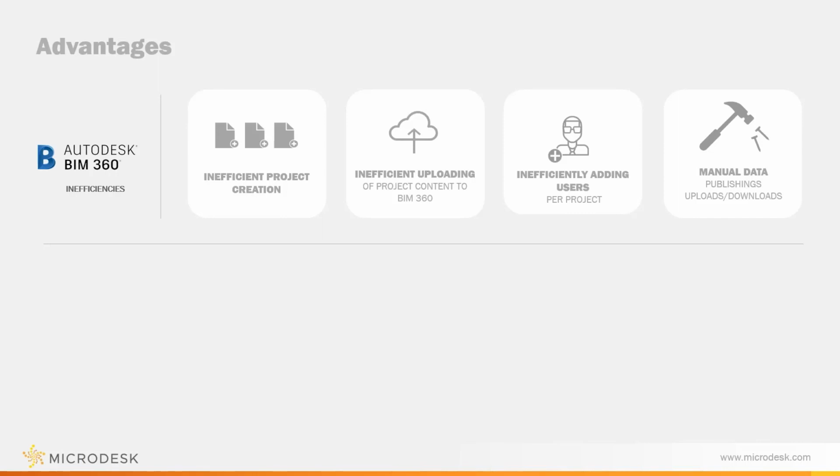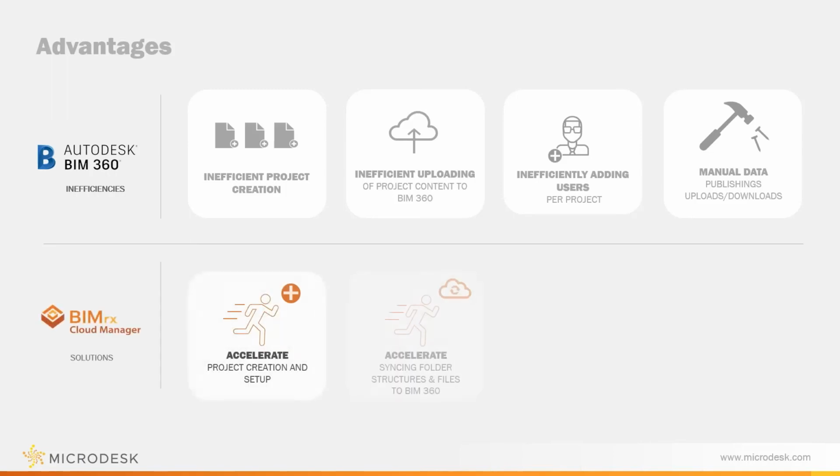Adding users to projects is limited to one project at a time, and you have to type out each user's email address over and over again in each project. Printing, publishing, and uploading and downloading are all manual, one model or project at a time tasks with Revit and BIM360 on the BIM360 website or desktop with the desktop connector. BIMrx Cloud Manager solves these inefficiencies.